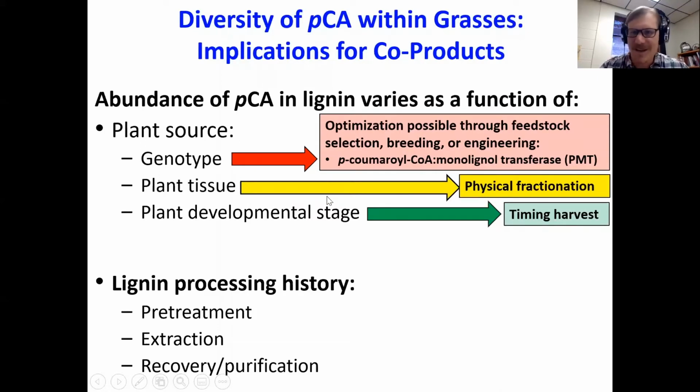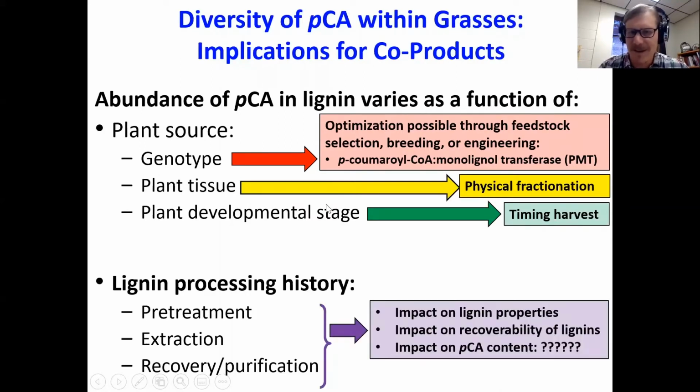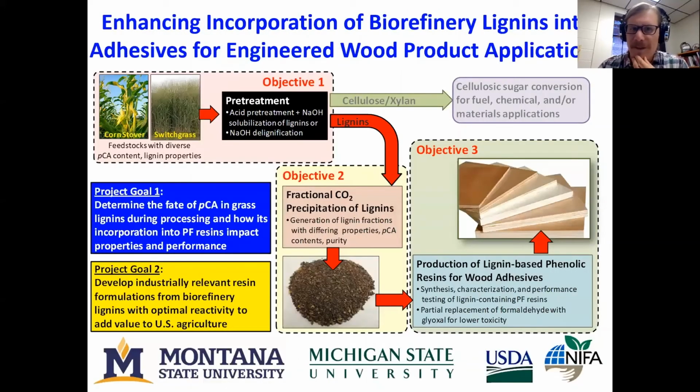What we want to do with this study is look at how lignin processing history, so the pretreatment, the extraction, and the recovery and purification, impact lignin properties, the recovery of the lignins, and PCA content in the lignins. As far as we know, these are unanswered questions that we hope to address with this work. So this led to this project funded by the U.S. Department of Agriculture on understanding the fate of PCA. This is the scope of the project, and we're about 2.5 years into it.